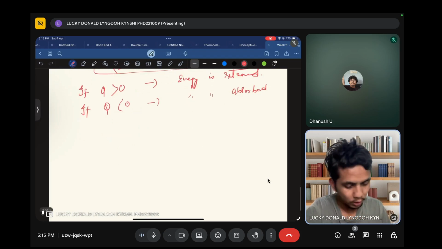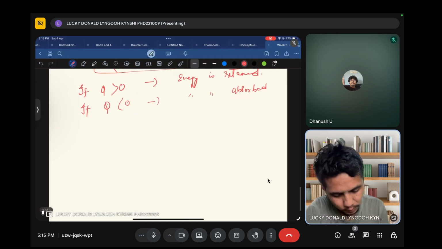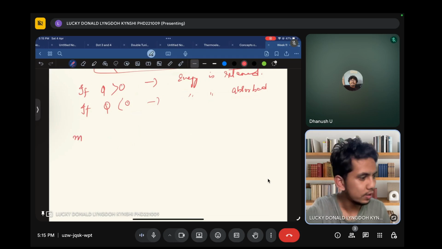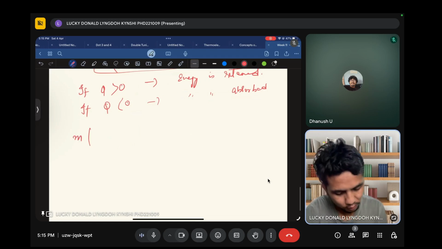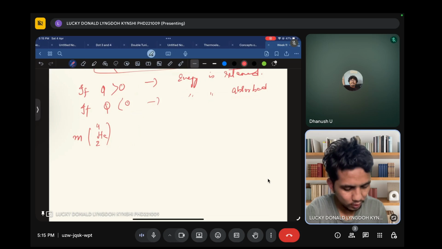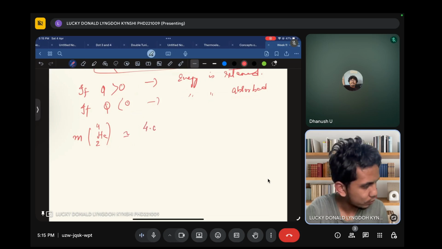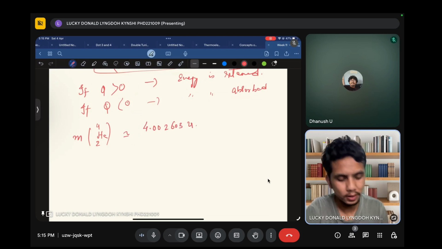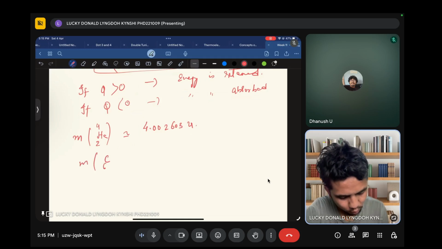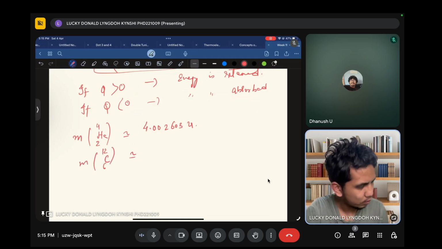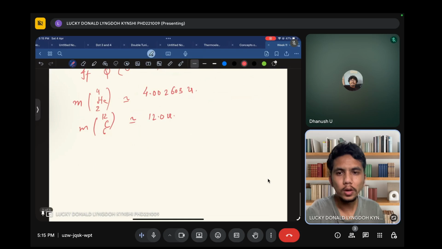Okay, so mass, I think it is not given in your questions, but I can give you the mass of the helium-4. Okay, you can cross check, it is approximately 4.002603 U. This is a unit of mass, and the mass of your carbon-12 is approximately equal to 12.0 U. Okay, so now if you look at it, what happened?